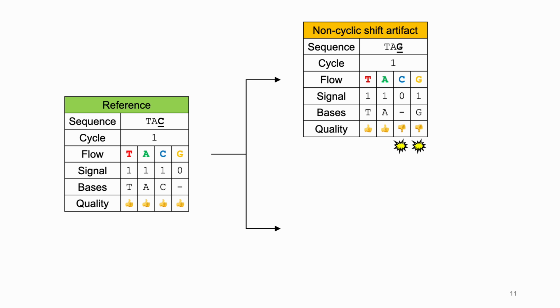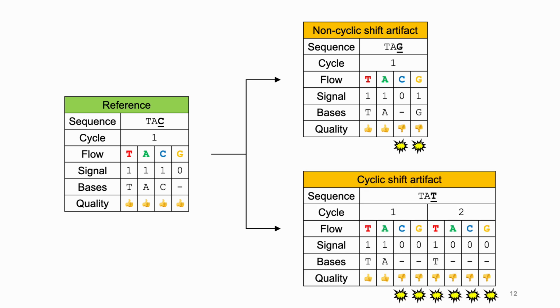Now let's imagine these changes are not true variants, but sequencing artifacts. In the case of a non-cyclic shift artifact, where the real sequence is TAC, but the output is TAG, 2 errors must occur in sequence, missing the C and wrongly calling a G. These flows typically have low base qualities.